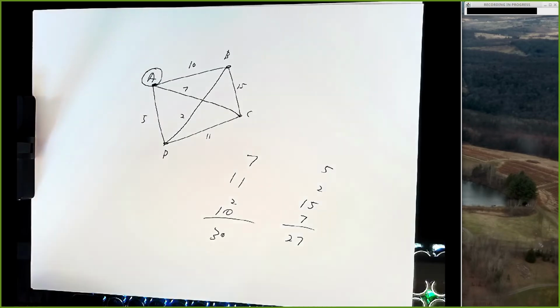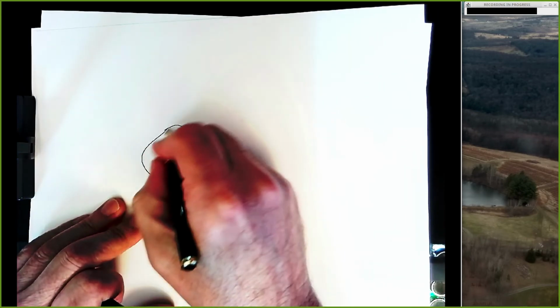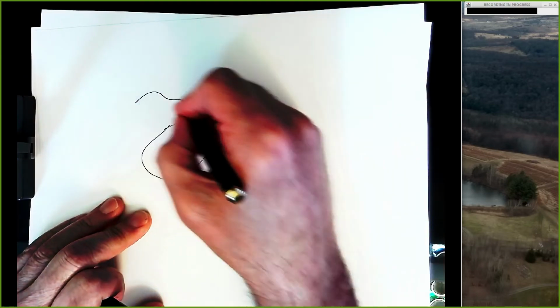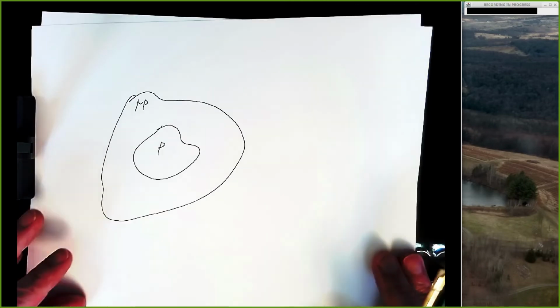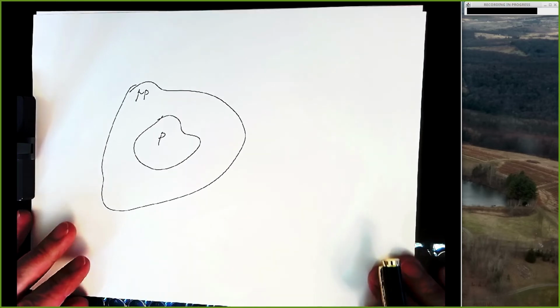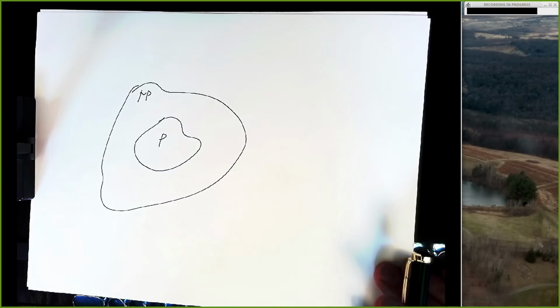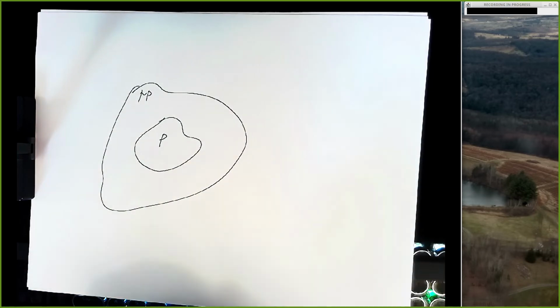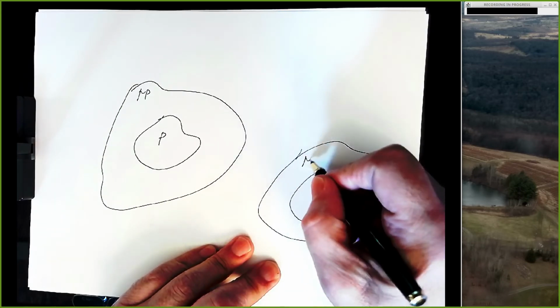Alright, so we got two classes of problems. We've got class P, which are the problems that aren't too bad to solve. We've got class NP, which are ones that we could solve in polytime given this fancier Turing machine, the non-deterministic Turing machine. But there's another class of problems which we call NP complete.